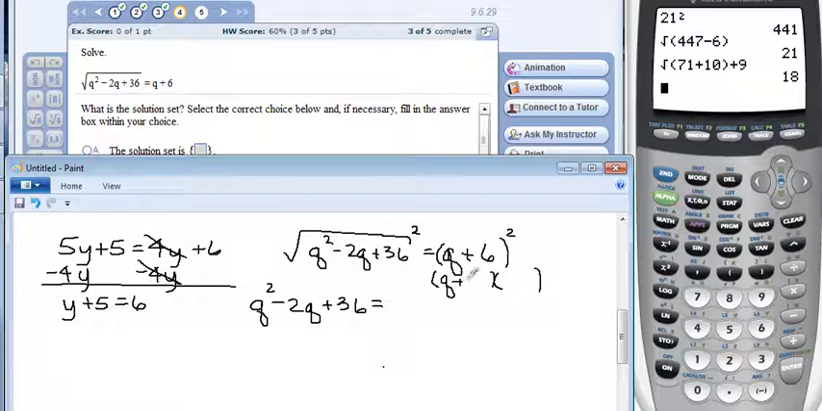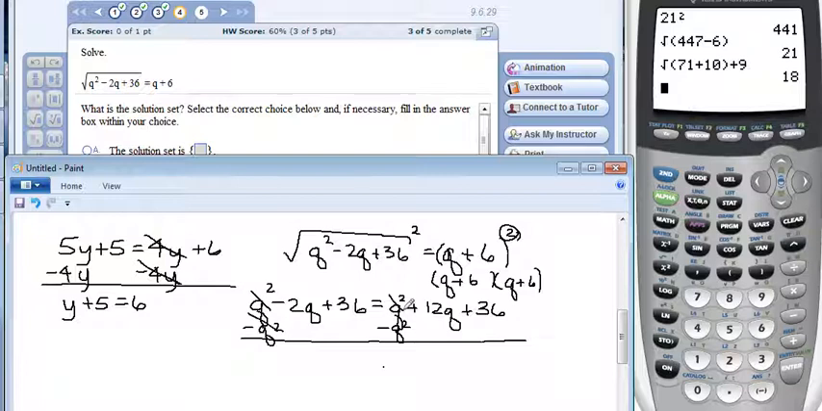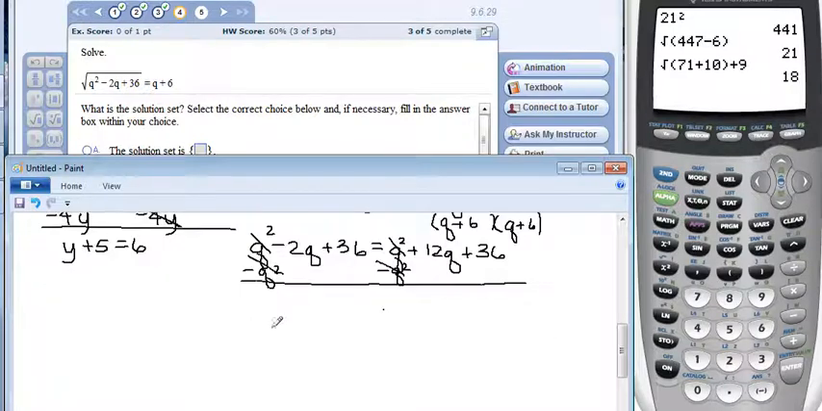We know how to do what this means. That means this. So first terms are q squared. Outside is a 6q and inside is a 6q, so I have 12 q's. And my last is a positive 36. I'm going to want to solve for q, so I'm going to subtract my q squared, which will just get rid of them completely. These are gone and these are gone. So all I have left now is negative 2q plus 36 is equal to 12q plus 36.